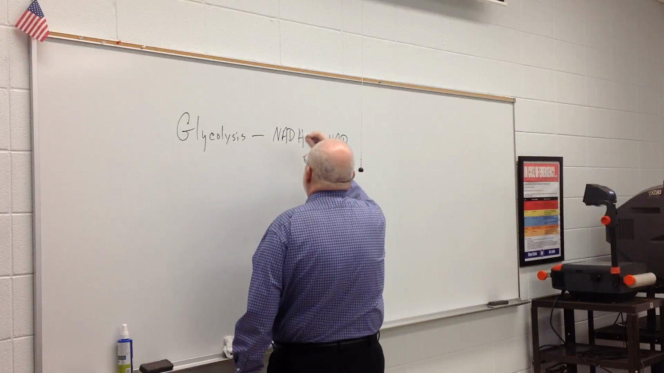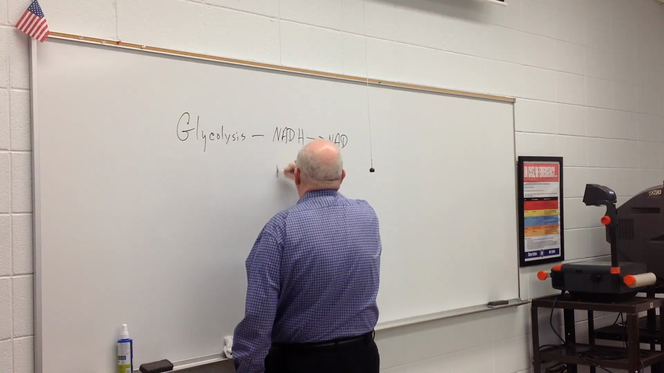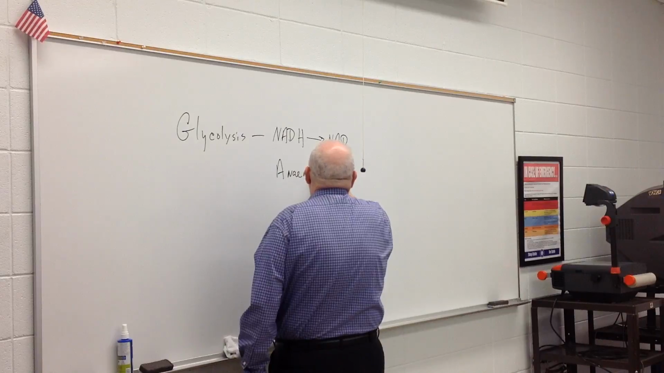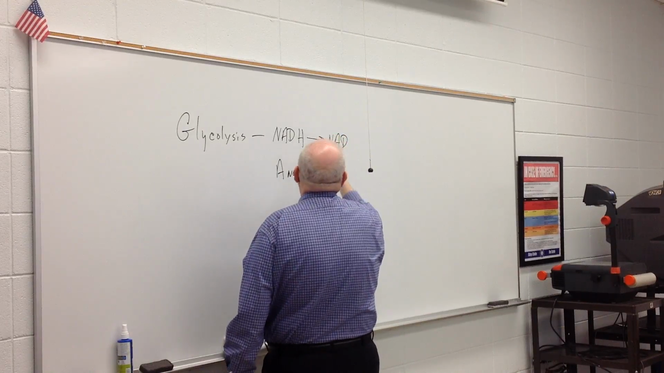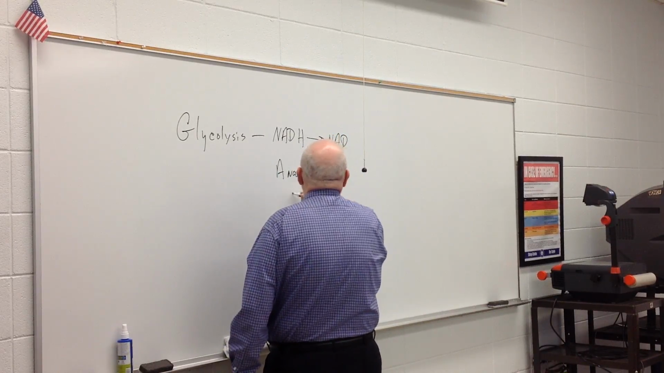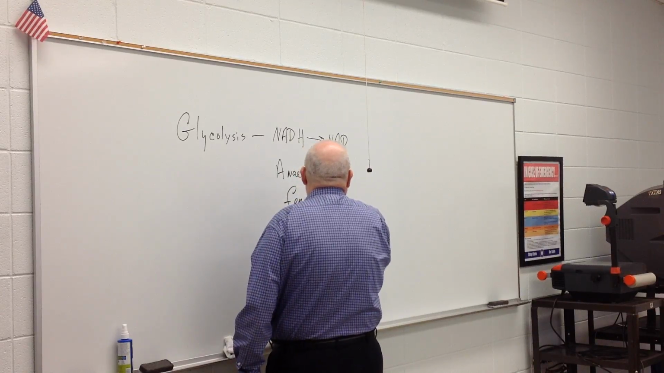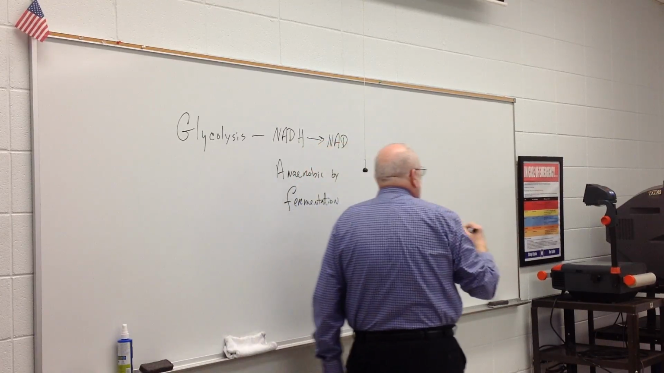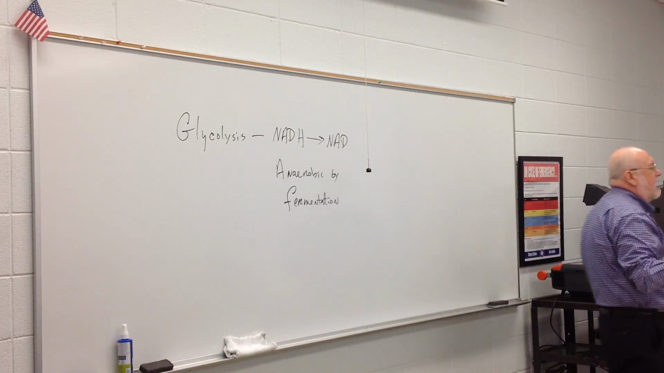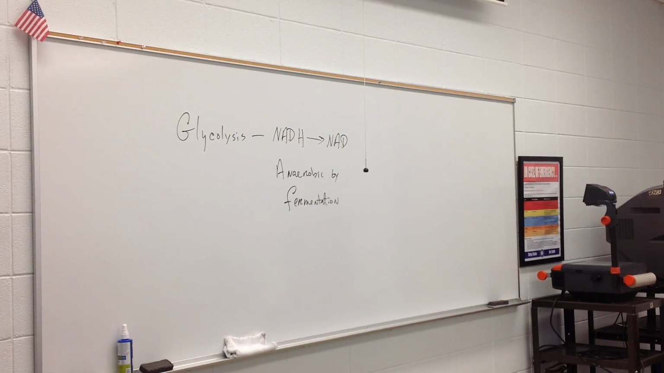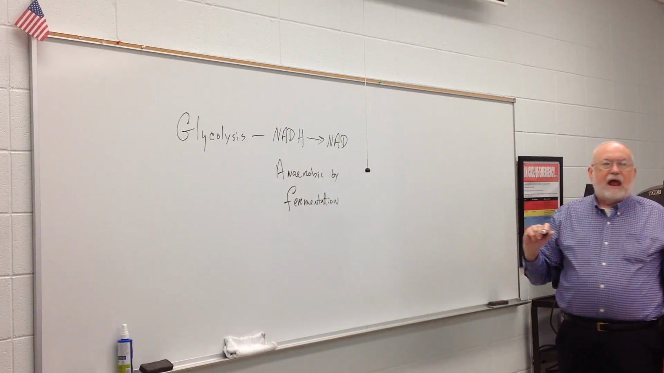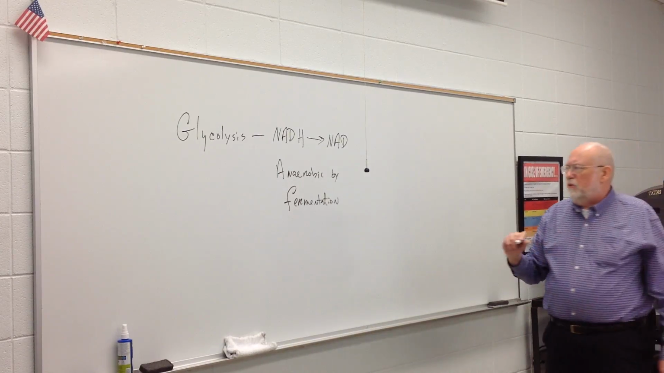Well, this process under anaerobic conditions is going to be accomplished by fermentation. All right, so fermentation is able to oxidize NADH back to NAD in those cells that can undergo anaerobic utilization of glucose. All right? And fermentation typically operates under anaerobic conditions. Now, what does it do?